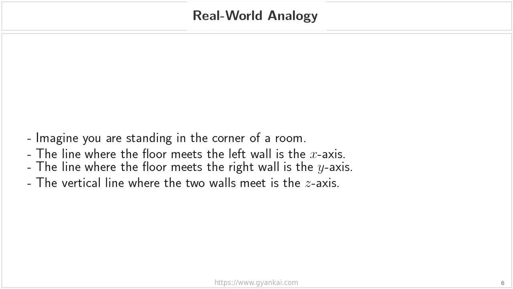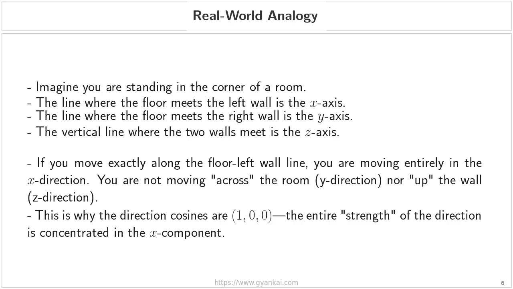Imagine for a moment that you are standing right in the corner of a room. This corner is the perfect place to see our three axes in action. Look at the floor where it meets the left wall. We can think of that line as our x-axis. Now, look at the floor where it meets the right wall. That line represents our y-axis. Finally, look straight up at the vertical line where the two walls meet. That is our z-axis. Now, let's apply what we just learned about the direction cosines.